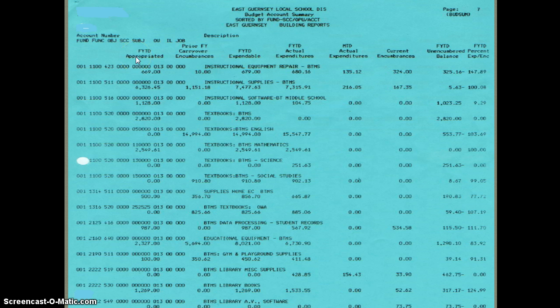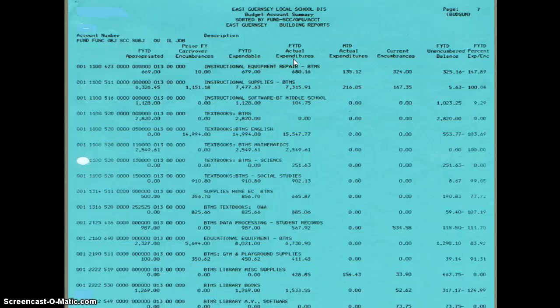The first column, FYTD appropriated, is the fiscal year to date amount of funding appropriated into each account. Next, prior fiscal year carryover encumbrances is the amount of money carried over from the previous year, which is then added to column 1, creating the third column, which is FYTD expendable, or the amount of monies available to be spent in the current fiscal year. Next is the FYTD actual expenditures, or fiscal year to date money that is expended or can be spent.